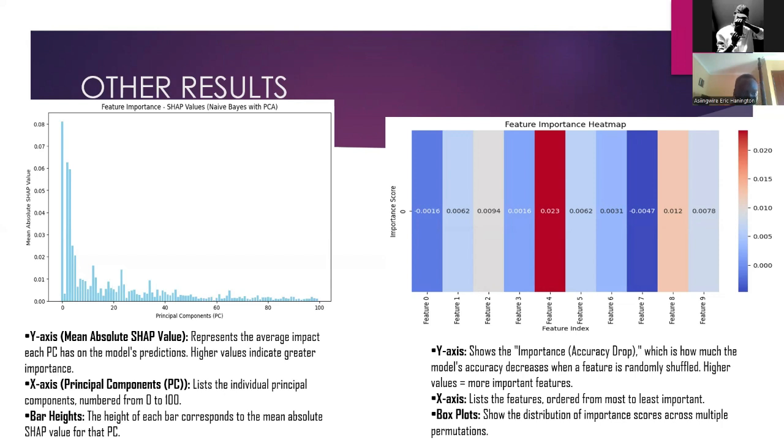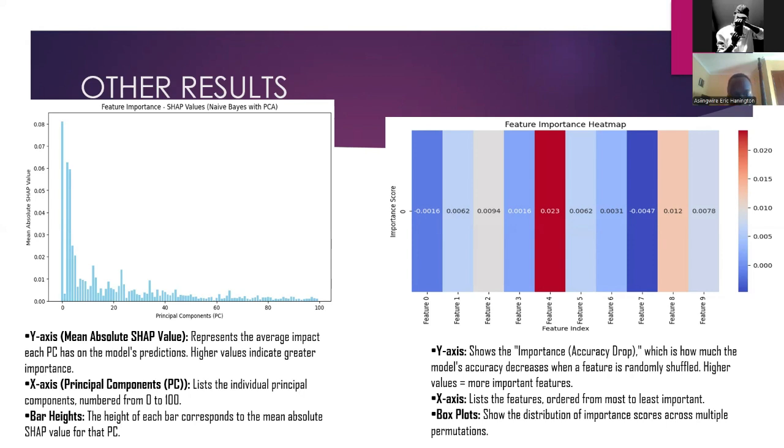Then the other results that we attained using SHAP analysis on naive Bayes show the feature importance of different features. The x-axis has the mean absolute SHAP value, which represents the average impact of each PC on the model's prediction. Higher values indicate greater importance. We also have the principal components listed, the individual principal components, from 0 to 100. The bar heights represent the absolute SHAP value.